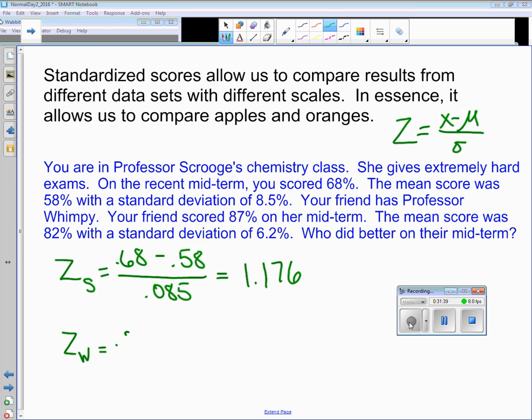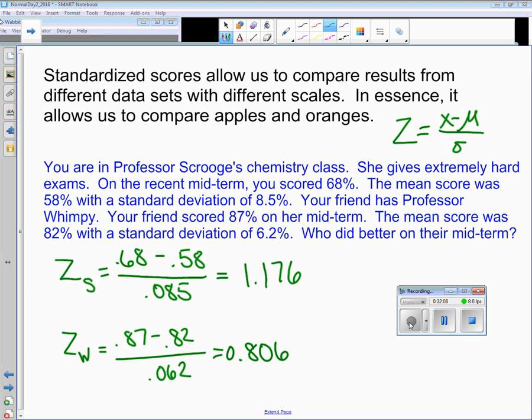So 0.87 is my friend's score. The mean of that test was an 82, and the standard deviation of that class was 0.062. There's no need to mince words or to fight. I'm going to prove to you I did better. What's your Z-score? Show off. 0.806.